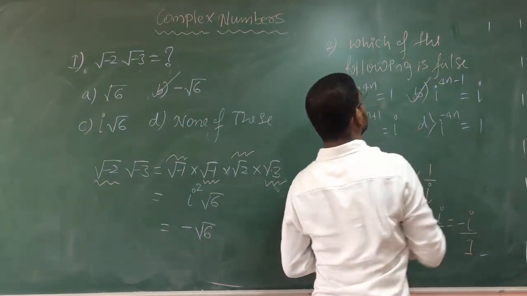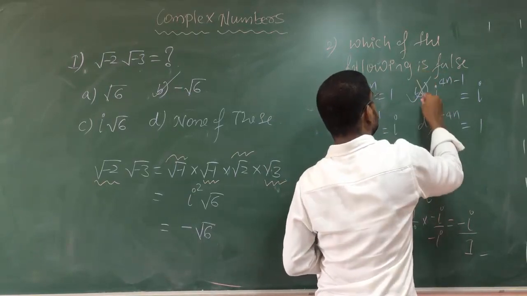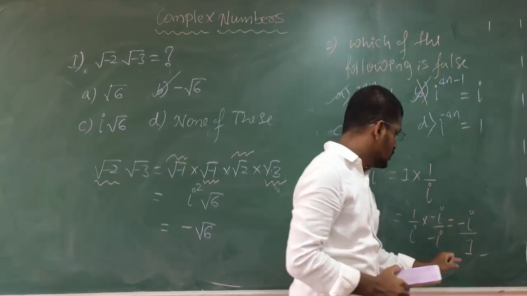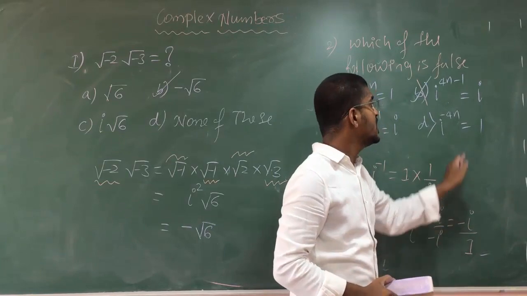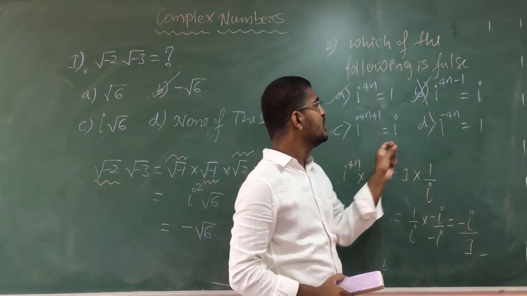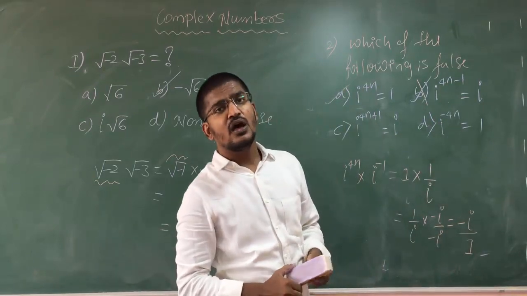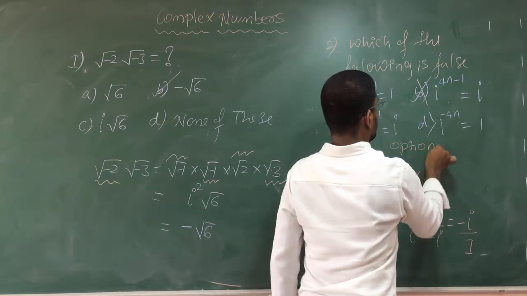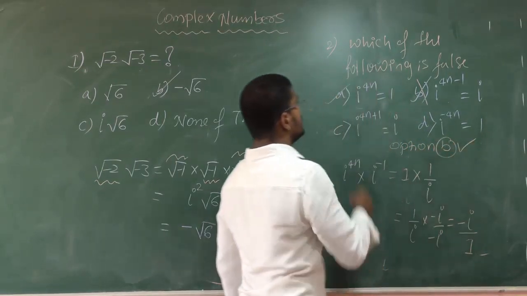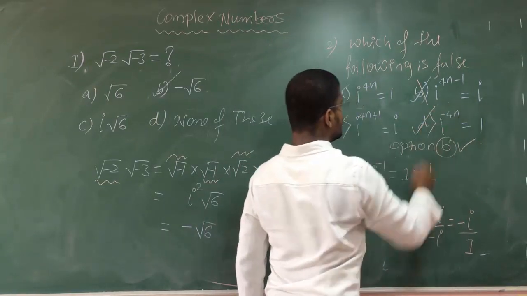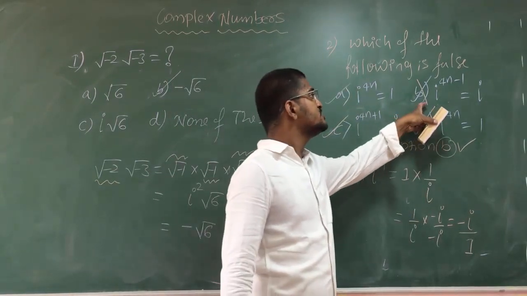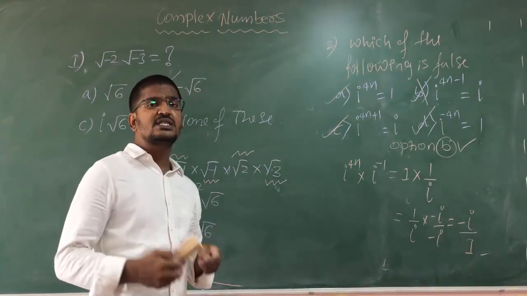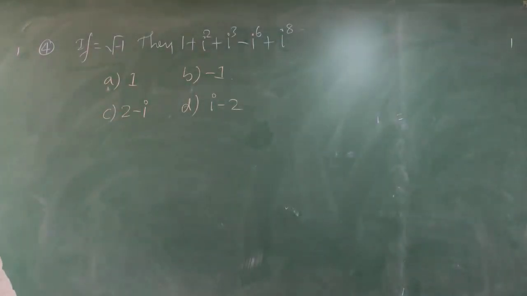This is false because i to the power of 4n minus 1 will be equal to minus i, but they have given only i. For that reason i to the power of 4n minus 1 equal to i is false. That means option B is correct. Option B is correct. This is true, this is true, this is also true. Clear? So option B is false here. i to the power of 4n minus 1 is equal to i. That particular term is false. Okay, now let us go for the next problem.